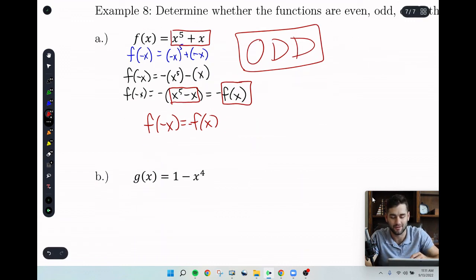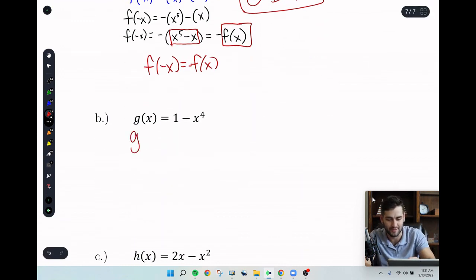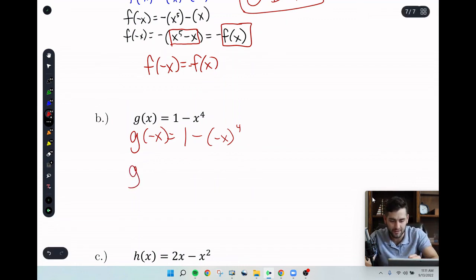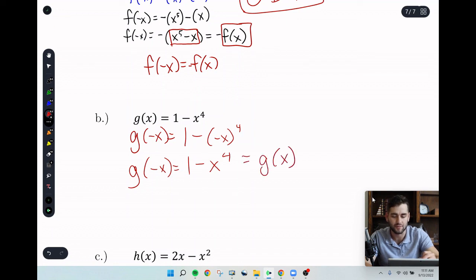Let's check another one. All right, so let's plug in g of negative x, see what happens. 1 minus negative x to the fourth. Oh, we know what happens to negative x to the fourth. Same thing that happens to negative x to the second, right? So g of negative x equals 1 minus x to the fourth. Holy smokes, that's the exact same function. And that's one of our definitions right there. If we cut out the middleman again, we're just left with g of negative x equals g of x.